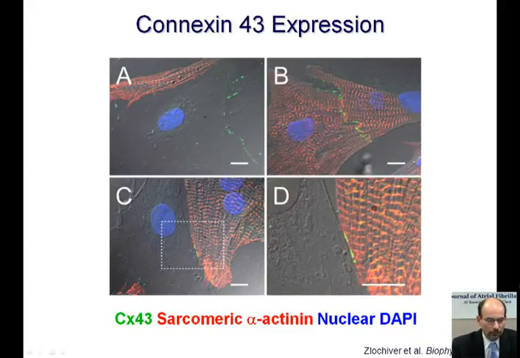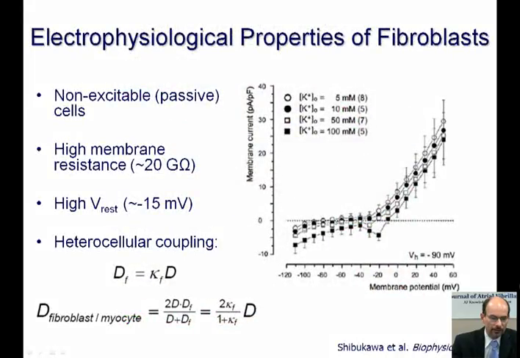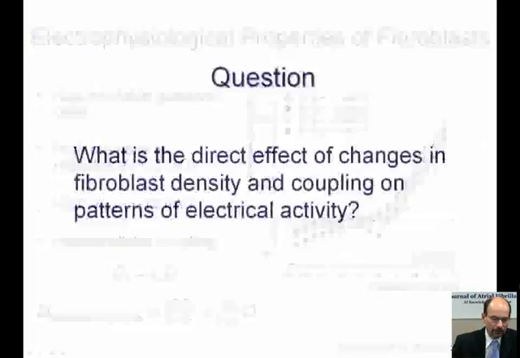As for the numerical modeling, here we have the electrophysiological properties of the fibroblast. We followed the data from Shibakawa that studied the membrane current as a function of voltage in the fibroblast. We modeled those fibroblasts as non-excitable passive cells with high membrane resistance, and the resting potential was at about minus 15 millivolts. As for the coupling, it is not known what the coupling between myofibroblasts and myocytes is, so we modeled it as a scaling factor of the coupling between the myocytes.